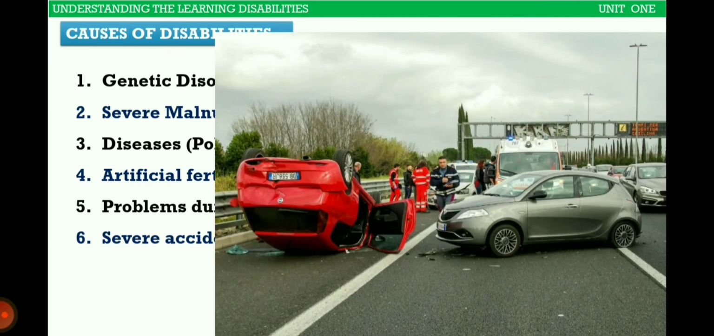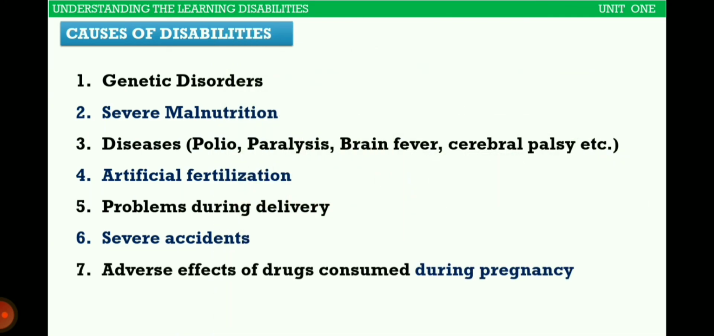Severe accidents can cause disability. Then adverse effects of drugs consumed during pregnancy. Again, that is going to affect the child very badly. So these are the causes of disabilities: genetic disorder, severe malnutrition, disease like polio, paralysis, brain fever, etc., artificial fertilization, problems during surgery, severe accidents, and adverse effects of drugs consumed during pregnancy.